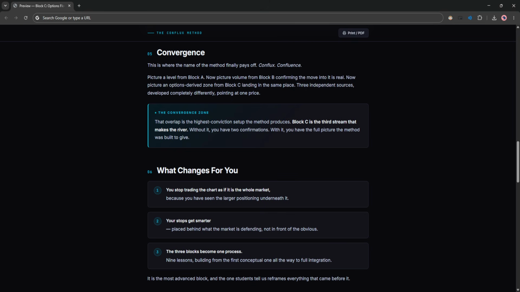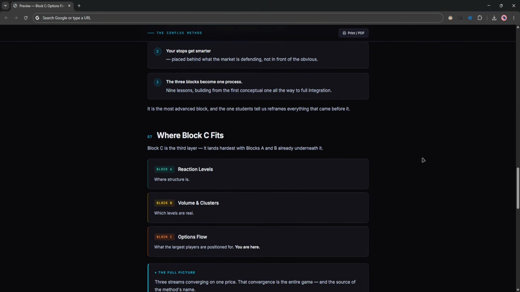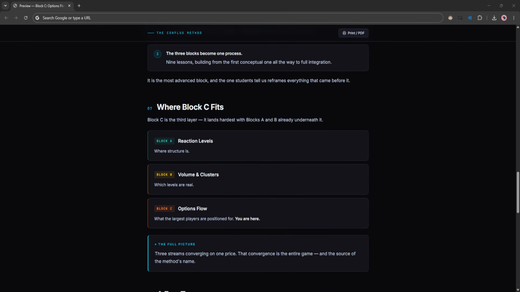It is the most advanced block, and the one students tell us reframes everything that came before it. You can take block C on its own if you already have a structure and volume process, and want the options layer on top. Though honestly, it lands hardest when you have blocks A and B underneath it. Most people take it as the final block of the full course.